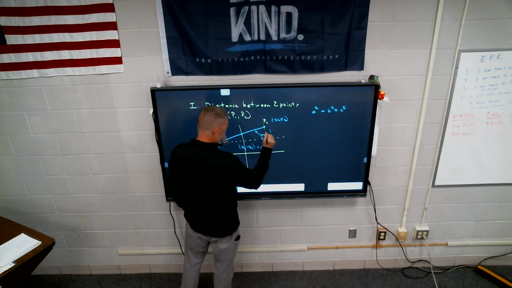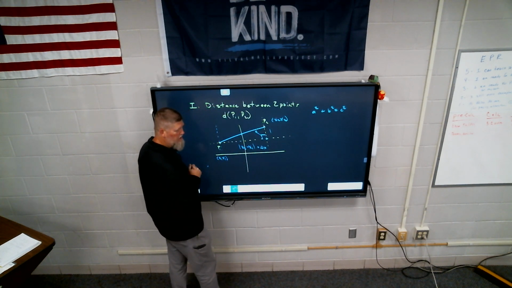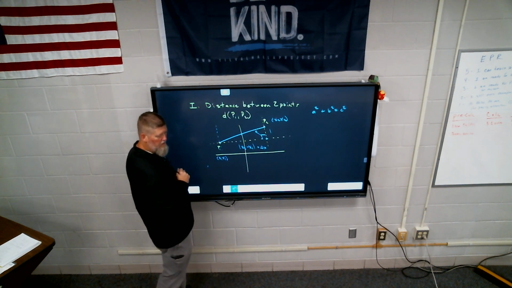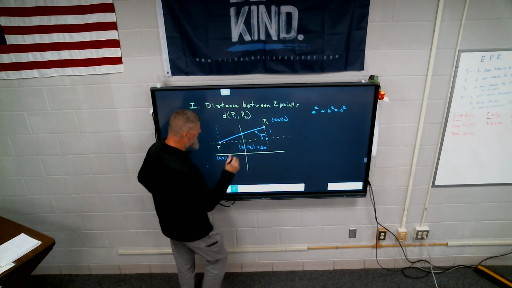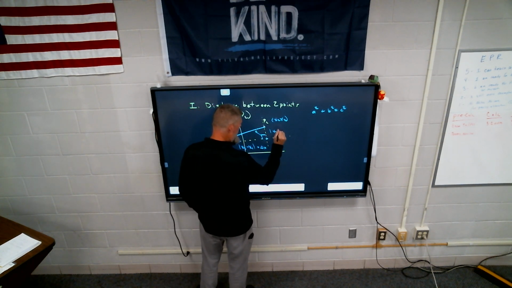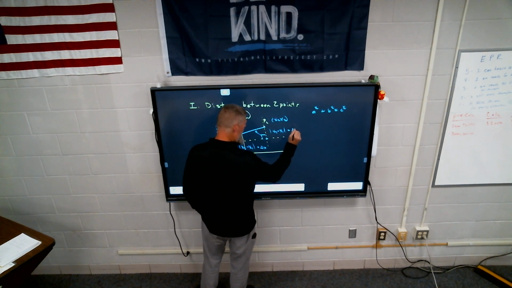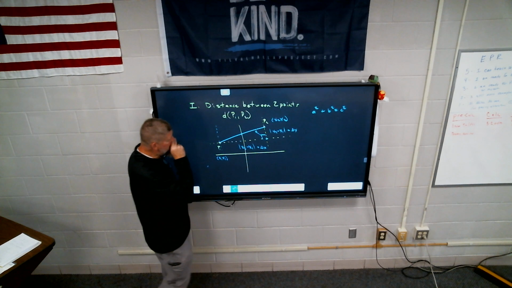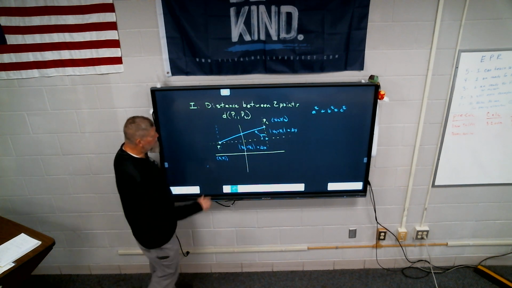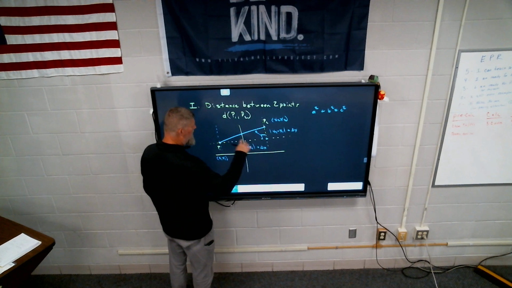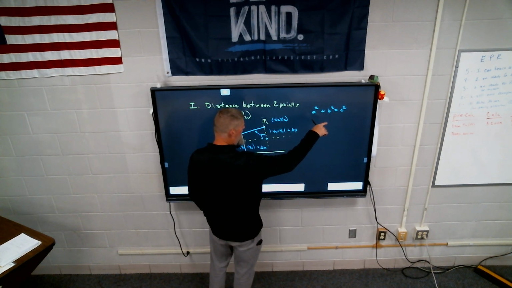The absolute value of what's changed here. Well, if x has changed here, what's changed here? Y. So it's going to be the absolute value of y2 minus y1. And we call that the change in y. So these are the 2 legs of the triangle, and that gives me the a squared and the b squared.